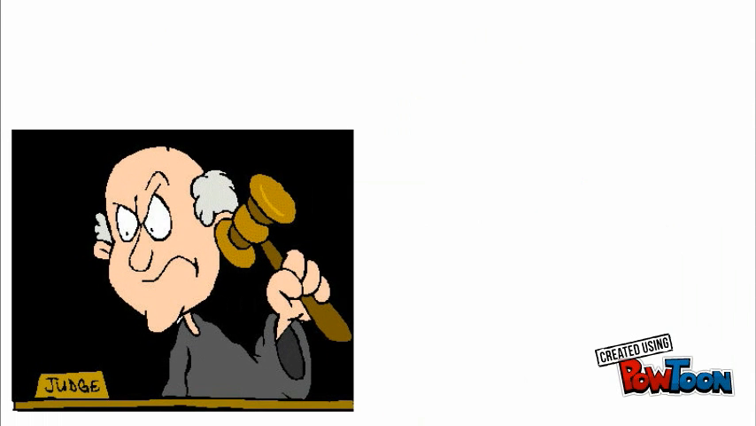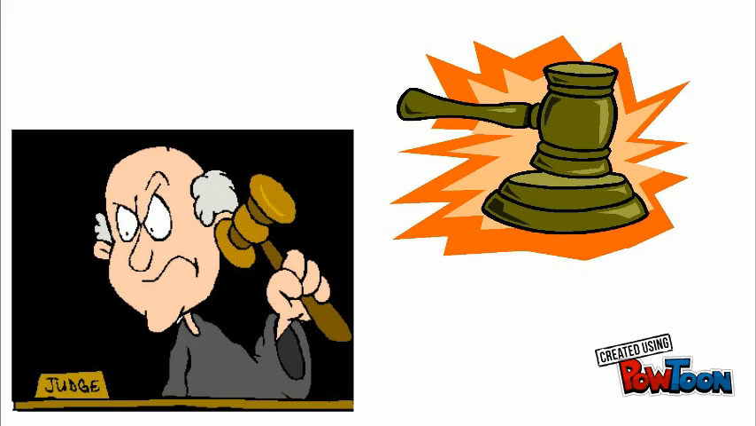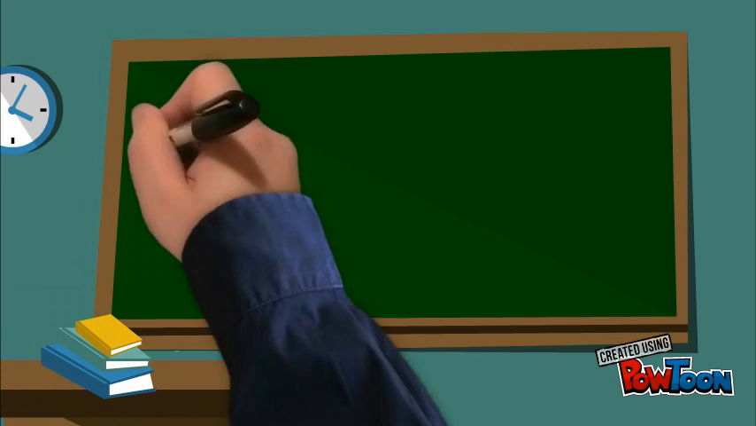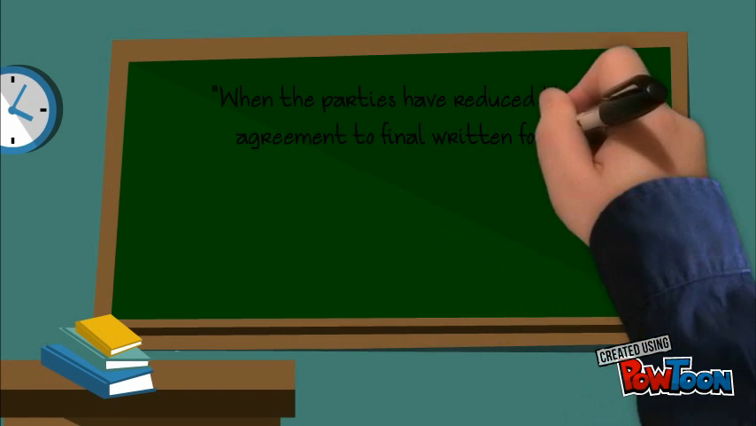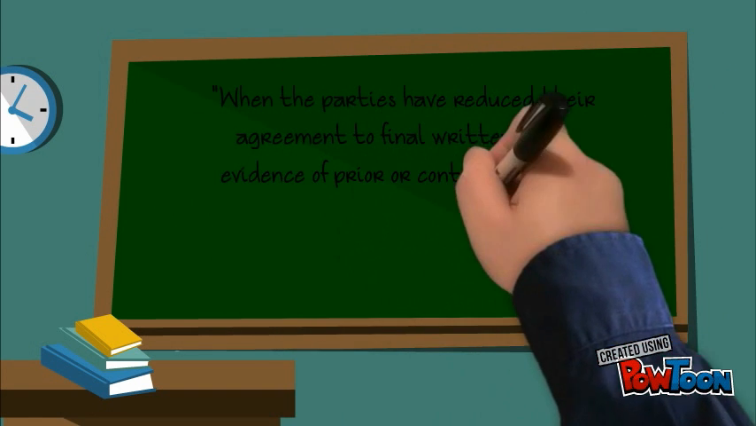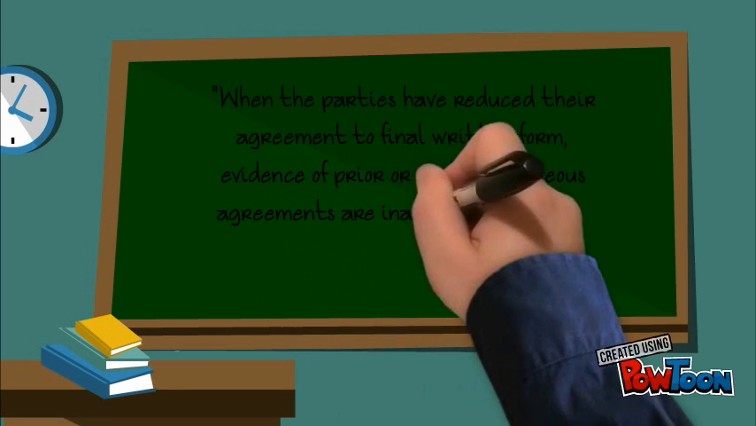The judge decided the case based on the Parole Evidence Rule. The Parole Evidence Rule states, when the parties have reduced their agreement to final written form, evidence of prior or contemporaneous agreements are inadmissible to vary or contradict the terms of the final written agreement.